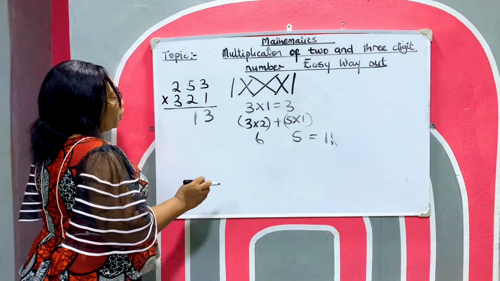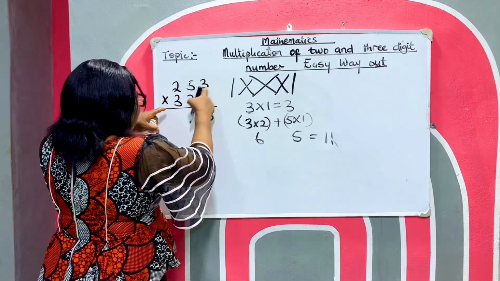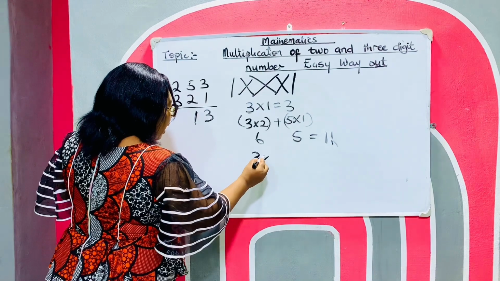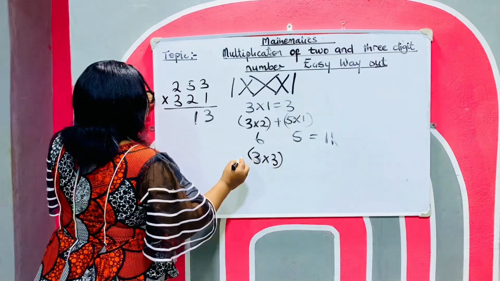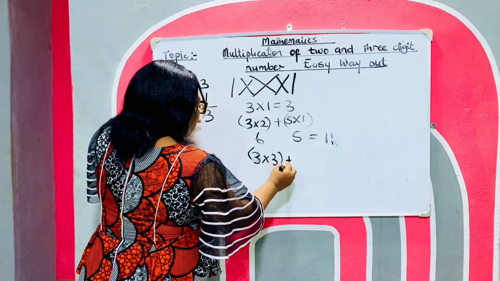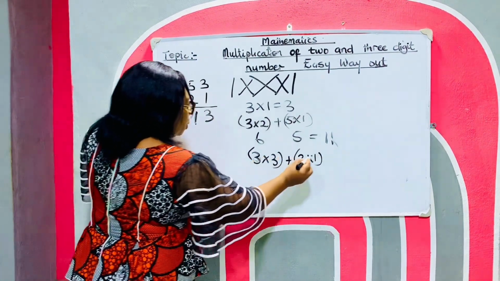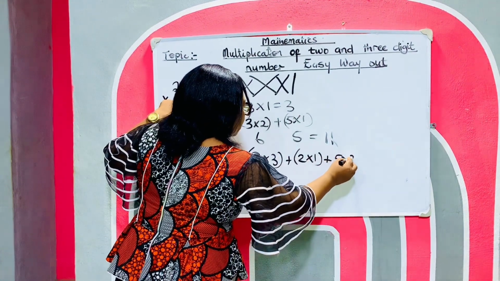Then the next one we are going to do is this 3 times this 3. Plus this 2 times this 1. Plus this 5 times this 2.